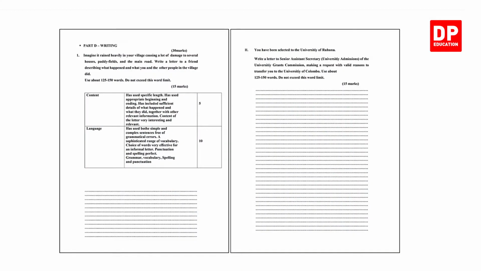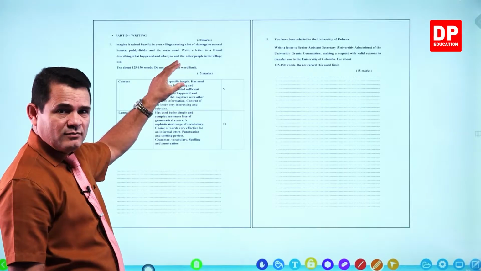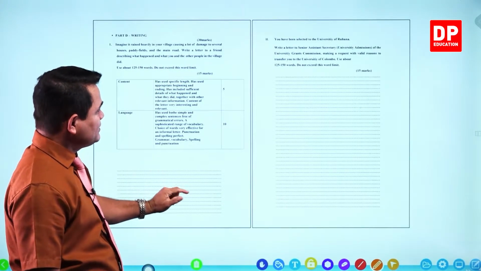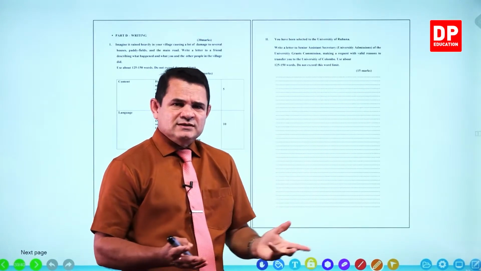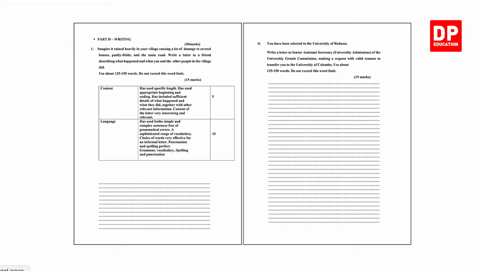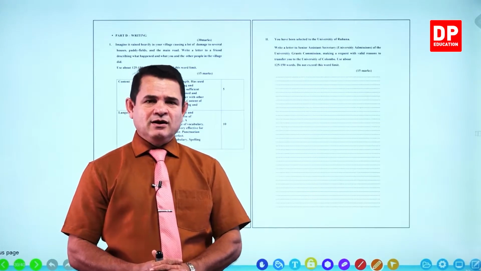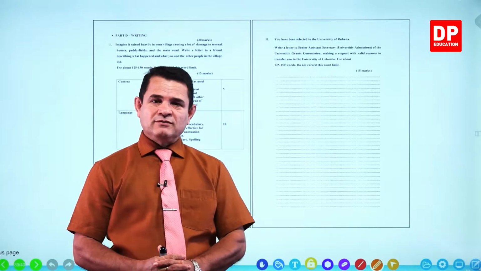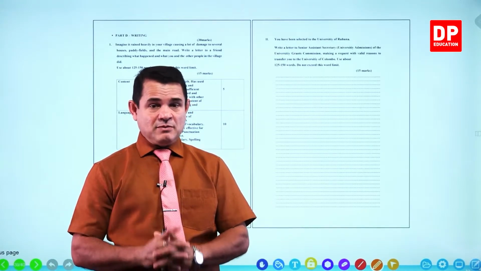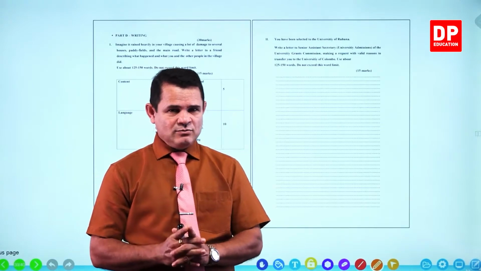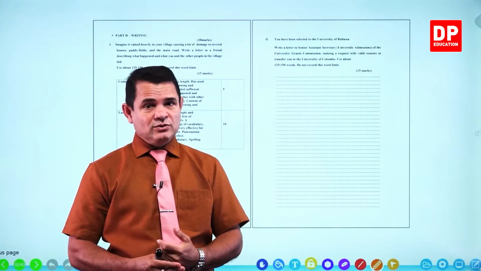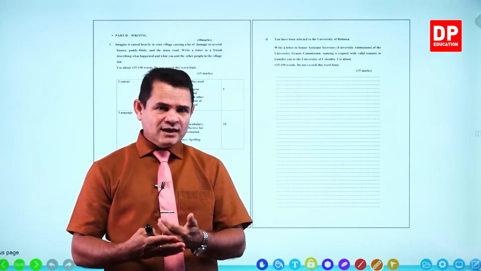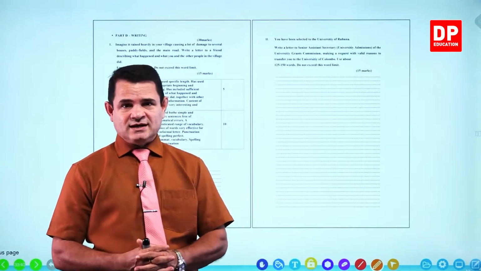And part D, and there you get here an informal letter. Here you have a formal letter. So these are the things that you get in this paper. So now you know the format of paper 1. Now let's look at those things in detail.